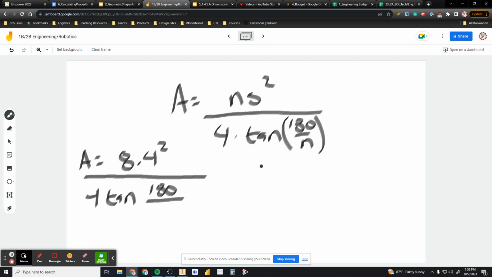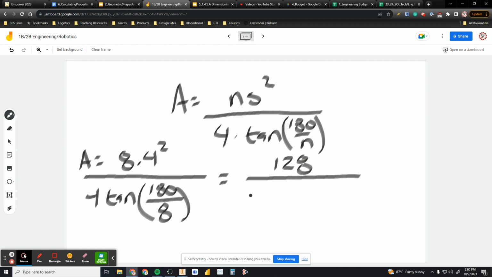180 divided by the number of sides. Number of sides, once again, will be 8. Okay? So PEMDAS, parentheses, no. Exponents, yes. We have 4 squared. 4 times 4 is 16. 16 times 8 is 128. I don't know why that didn't write. There we go. 128. Okay?